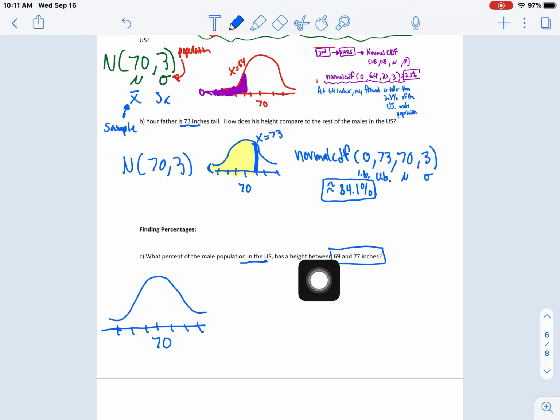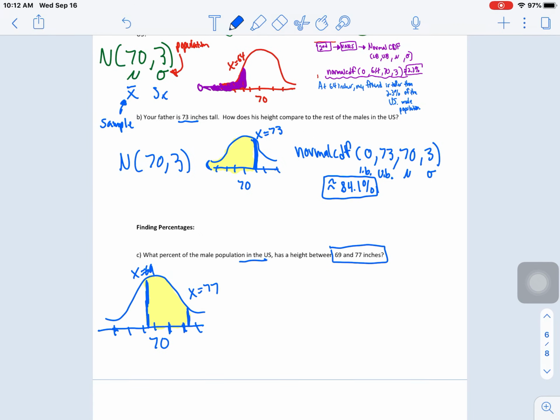And we're looking at the x values between 69 and 77. So 69 is pretty close to 70 here. And 77, I know that this first hash mark is 73, the second one is 76. So maybe it's about right here. And for this question that said, what percent of the male population has a height between these two values? So I am looking at what percent of the normal model is in this shaded region.